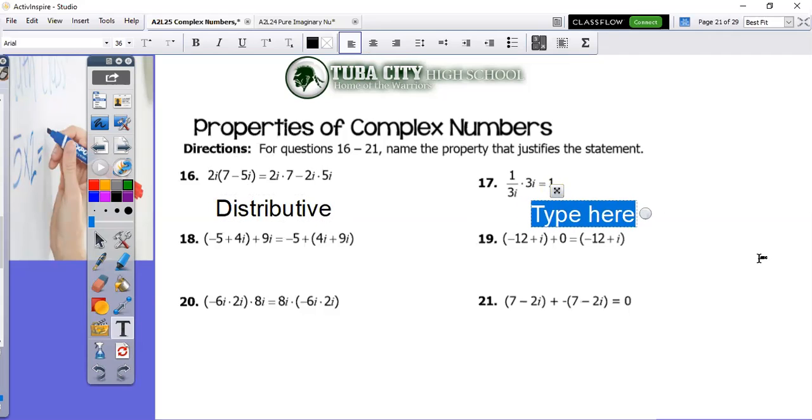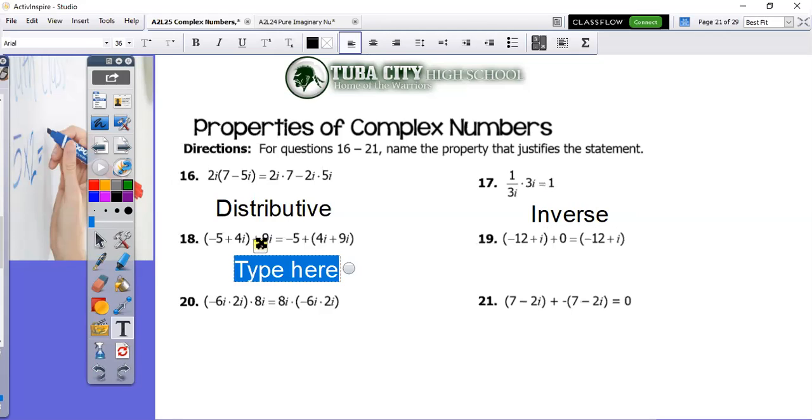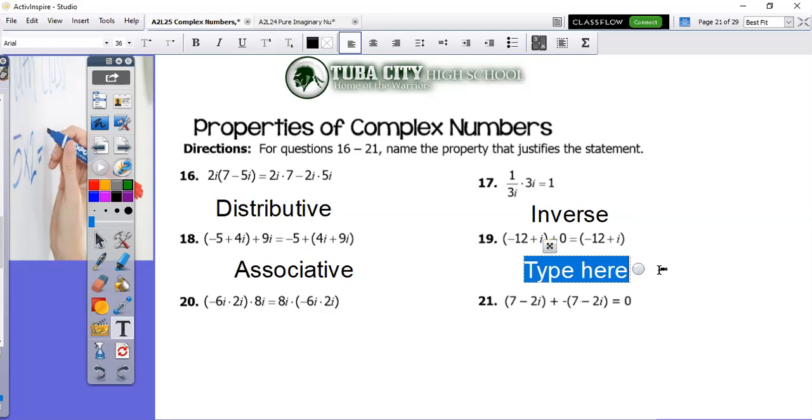And here we're going back to 1, so this would be the inverse property. I'm just going to type in inverse. Leave that, and let's see, number 18, what's going on with this one? It's got parentheses, but it's not multiplying. If we look at the order, -5, 4i, 9i, -5, 4i, 9i, the order is not changing, so this is not commutative. And it's not multiplication, so it's not distributive. So that must mean that it is associative property, which means, again, the group changes, but it doesn't change the meaning.